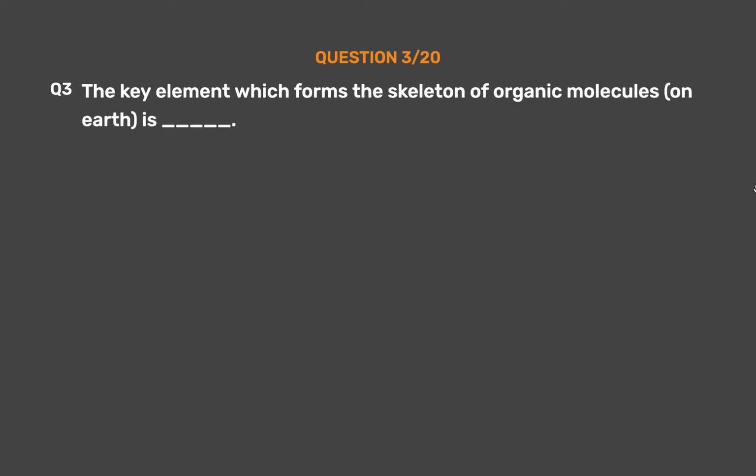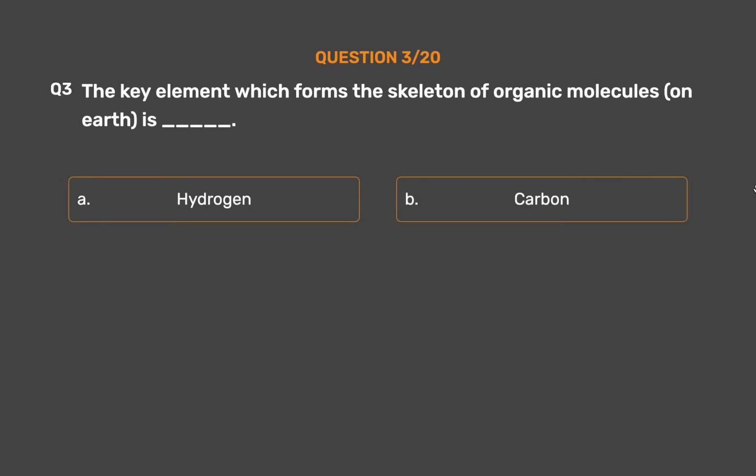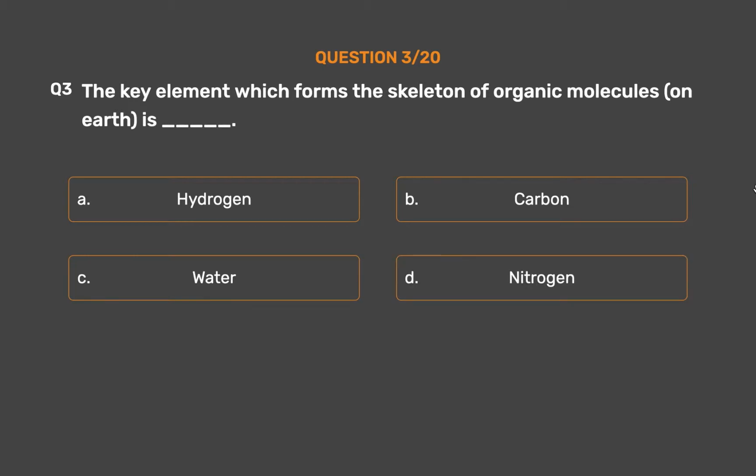Question number 3. The key element which forms the skeleton of organic molecules on Earth is _. Option A. Hydrogen. Option B. Carbon. Option C. Water. Option D. Nitrogen.